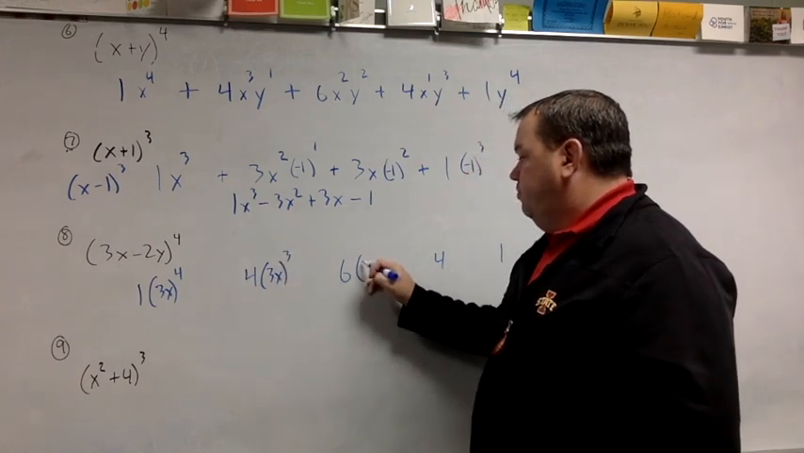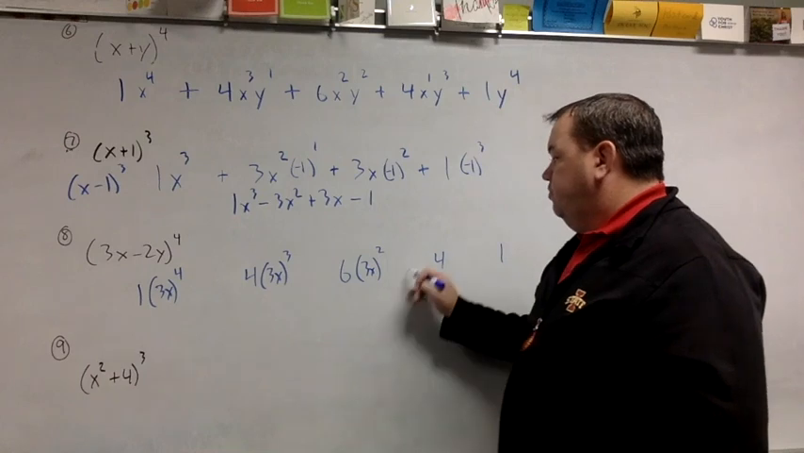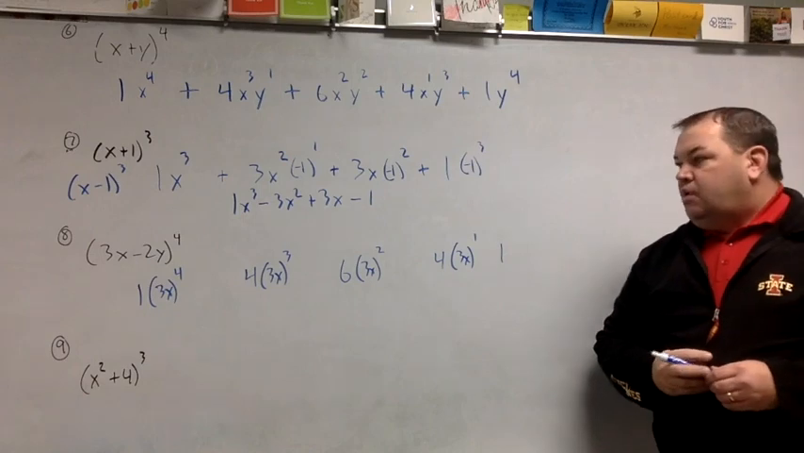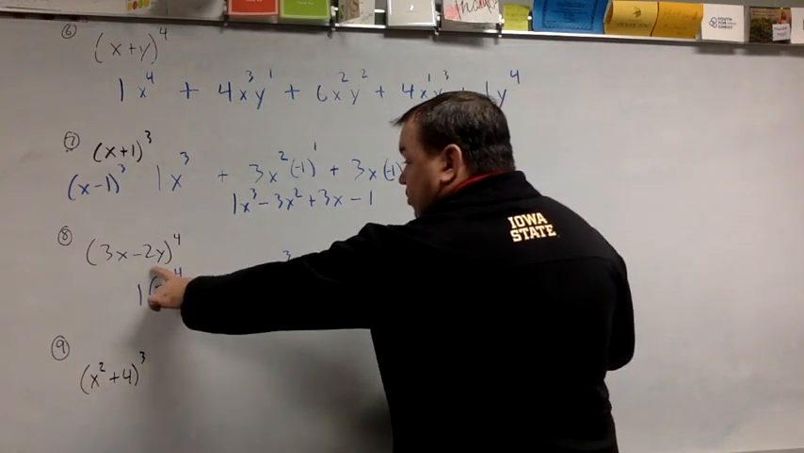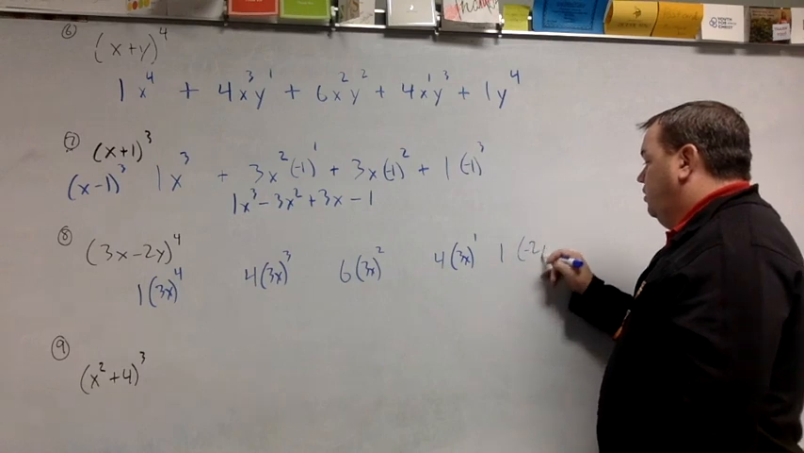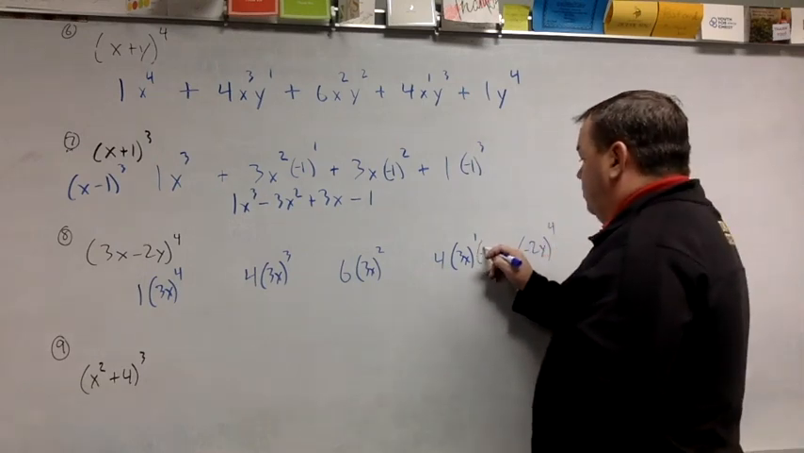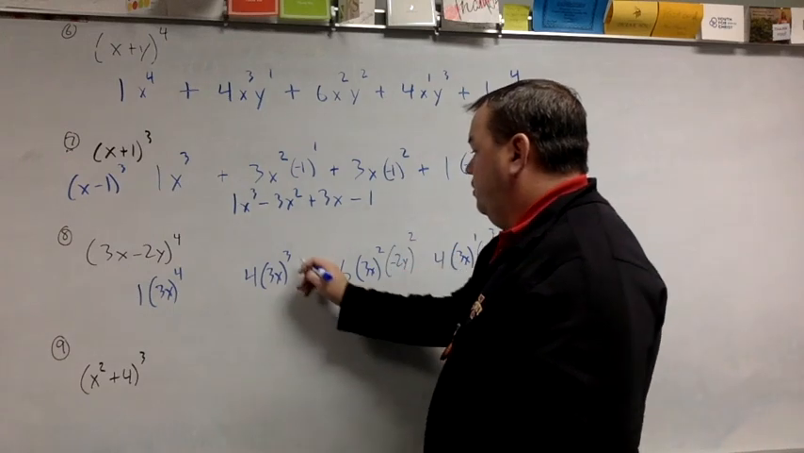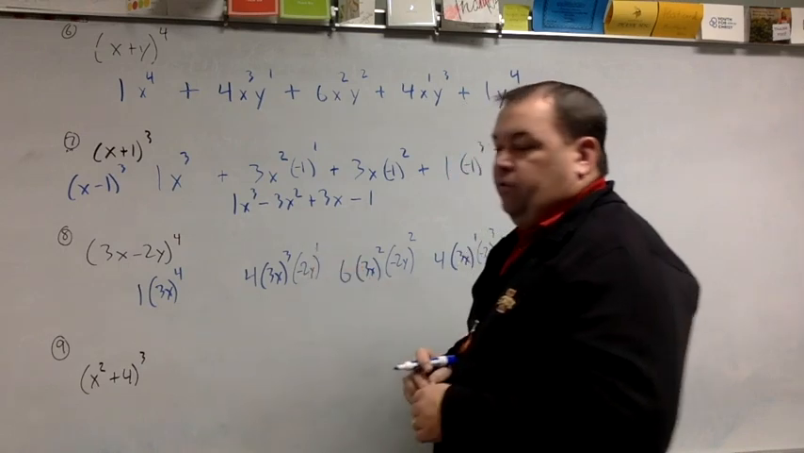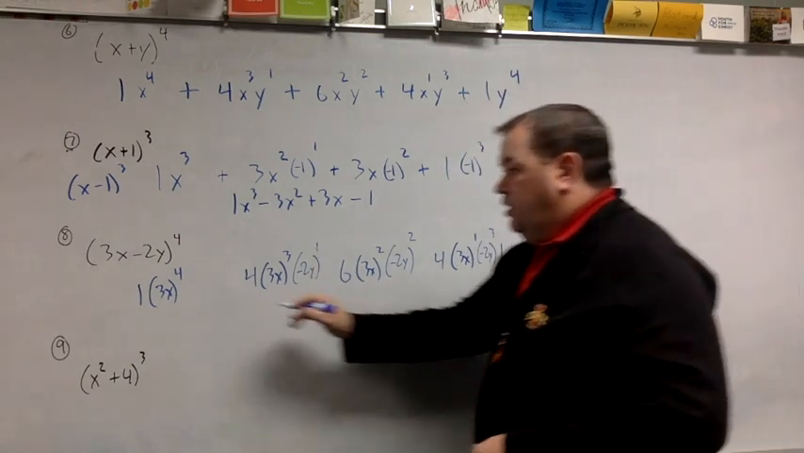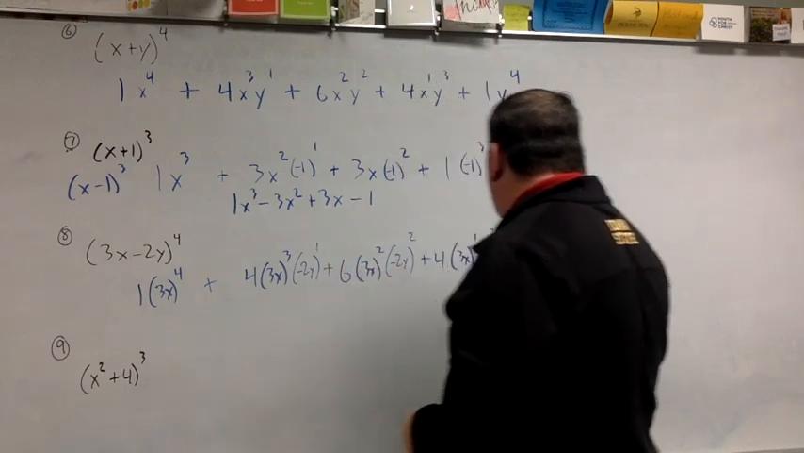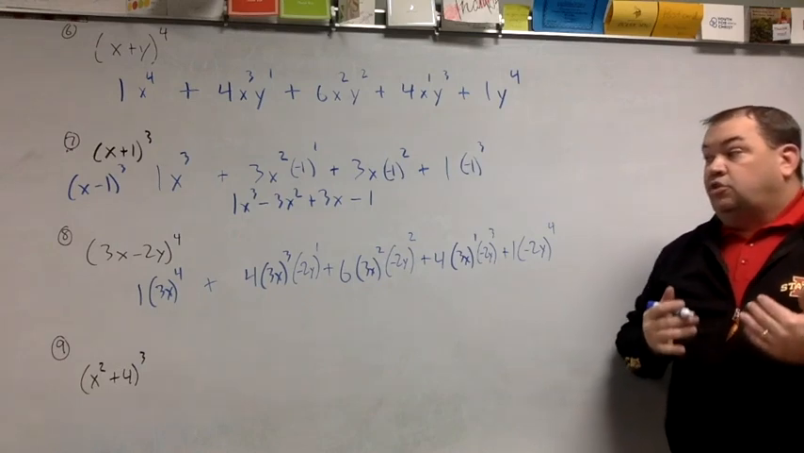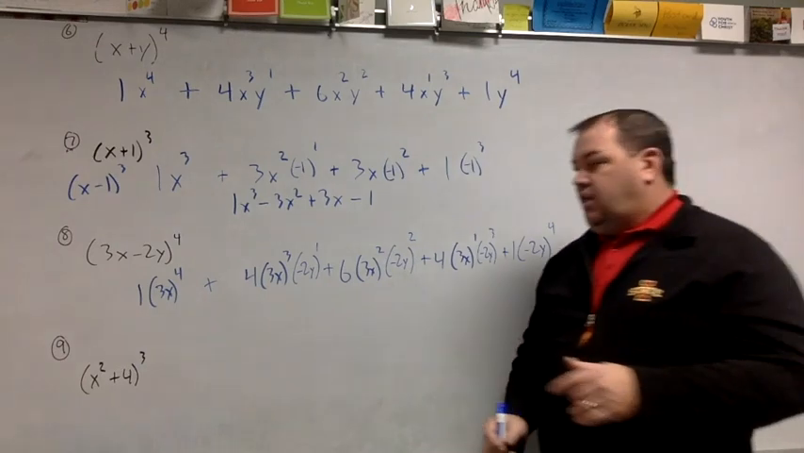My cubed term, my squared term, and my linear term. My second term in this binomial is a negative 2y. So I've got my fourth power, my cubed, my squared, and my first power. So technically, I have this expanded, but obviously it's a little complicated because there's a lot of things in here that I could do. So I'm going to go back and do what I can.